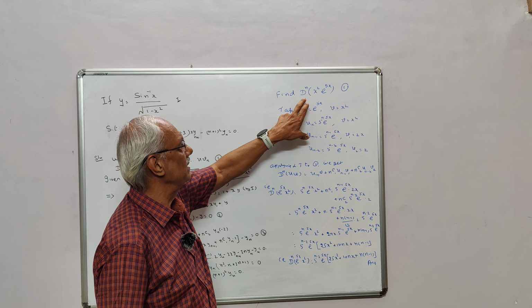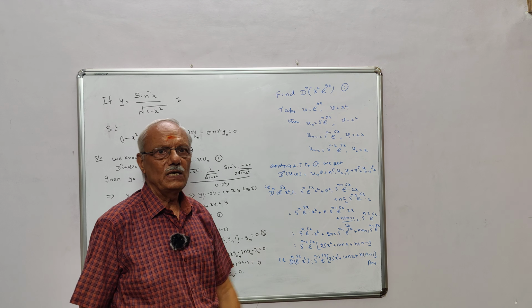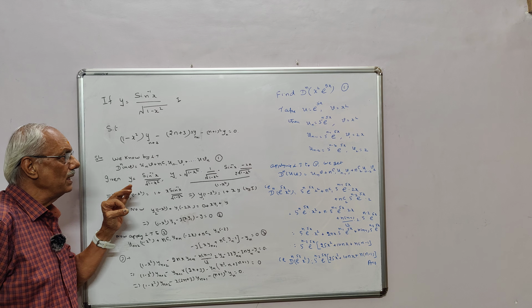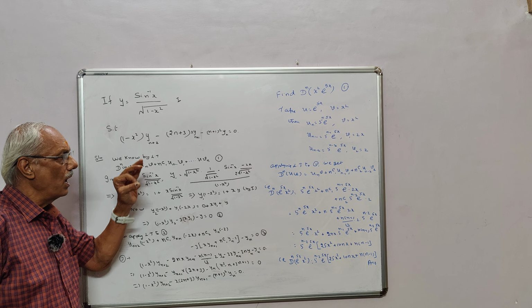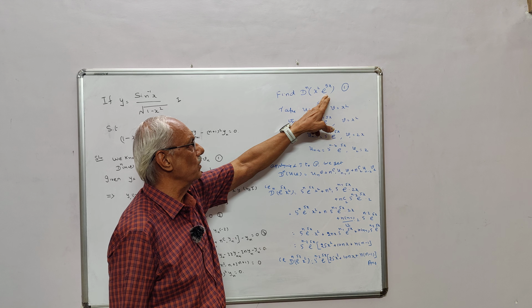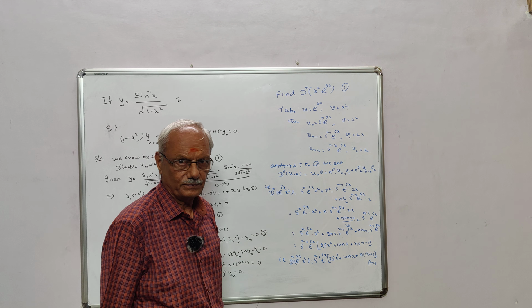Here you are asked to find the nth derivative of x squared e to the power of 5x. In Leibniz theorem, you have two functions u and v, and the differentiation has to be carried out in the way of u_n v plus nC1 u_(n-1) v_1 up to u v_n. I will explain how Leibniz theorem is directly applied here. Take u as e to the power of 5x, and v as x squared.